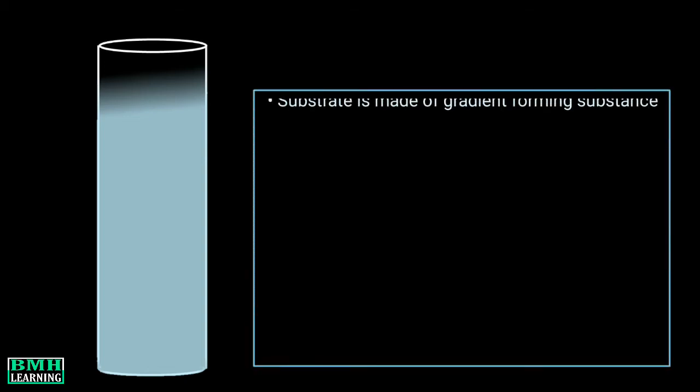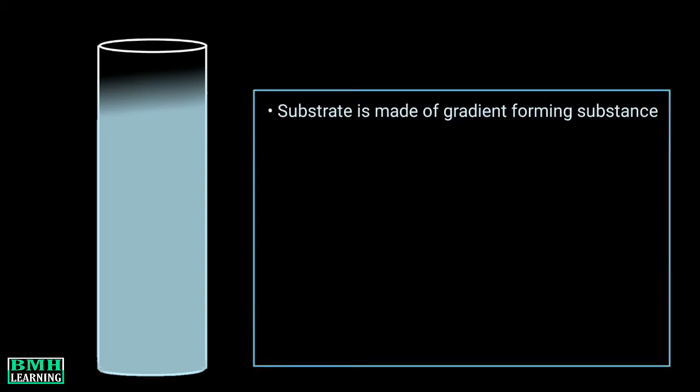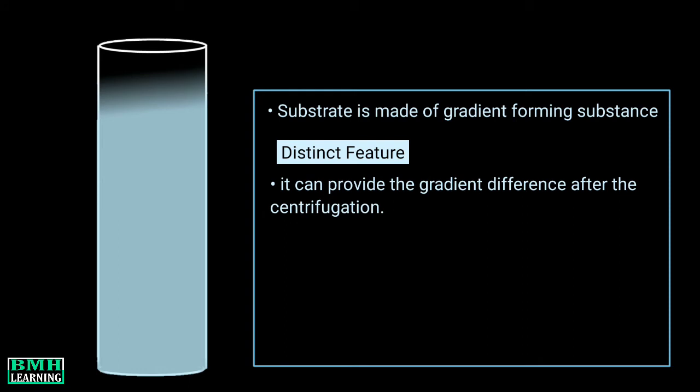Let's suppose we have this centrifuge tube. First thing we do is fill it with a matrix forming substrate through which the particles would be separated. Now, the substrate we are using is actually made of a gradient forming substance. But the important and distinct feature of this substance is that we have to choose this matrix forming substance in such a way that it can provide the gradient difference after the centrifugation.